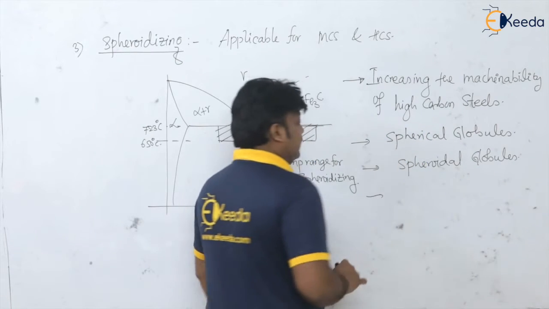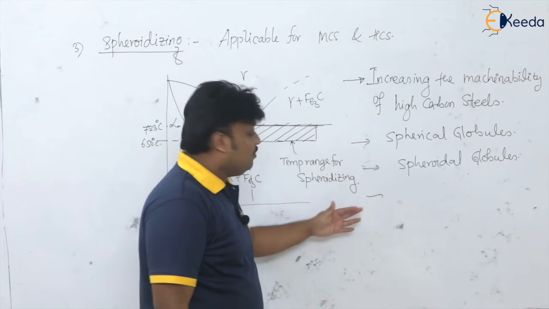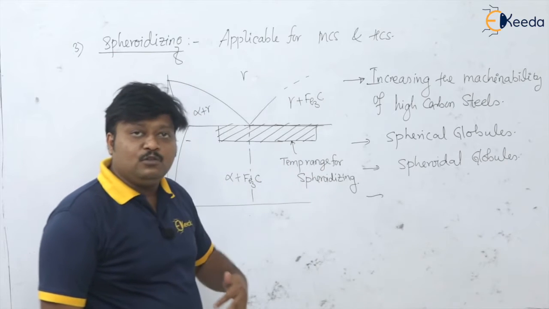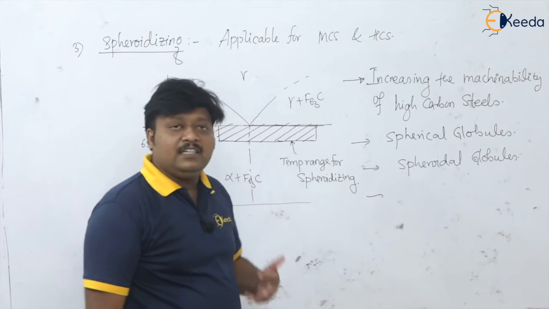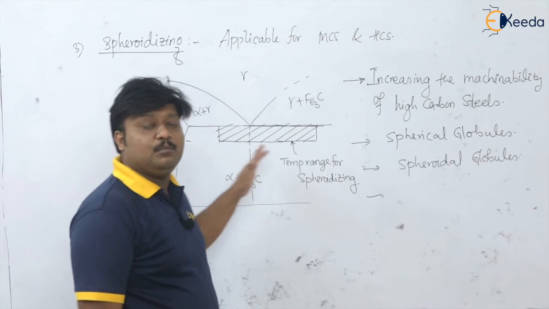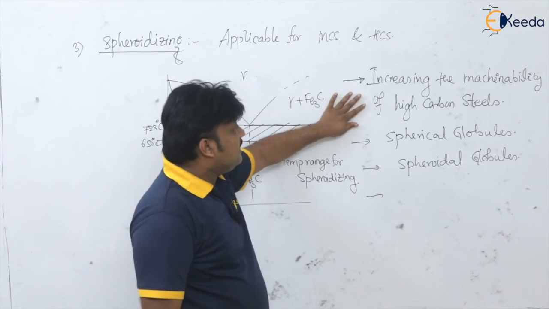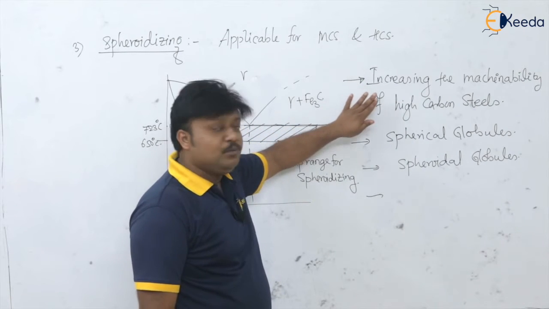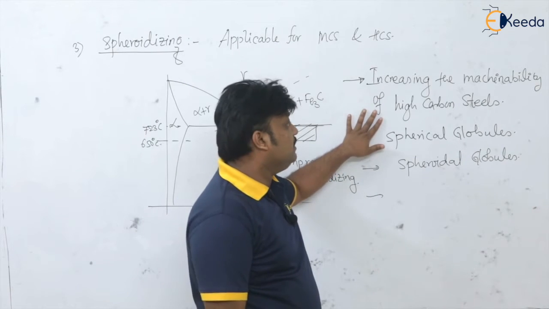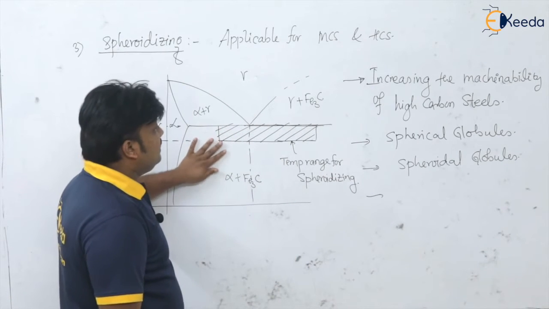So here see, by destroying the complete pearlitic transformation, we are getting this conversion of the cementite into the globular form. The spherical shape is known as the spheroidizing process, please remember. And in spheroidizing we are getting what? We can improve the machinability of high carbon steels. Please remember this, that is a very important thing for the spheroidite or spheroidizing.